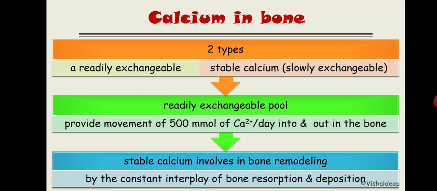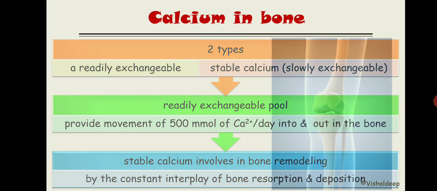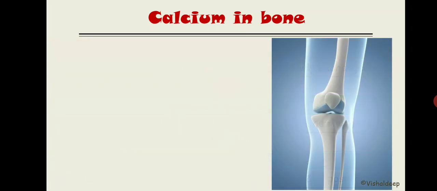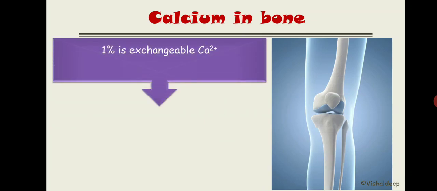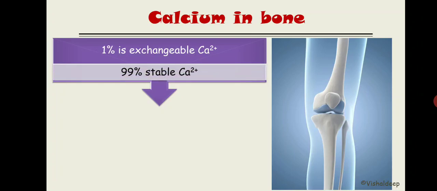Now the percentage. Now we know there are two types of pool present inside the bone, but how much percentage of the calcium is present in each pool, right? So out of the total calcium present inside the bone, 1% of the calcium is present in the exchangeable calcium, and the remaining 99% is present as stable calcium.